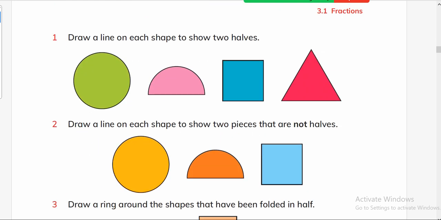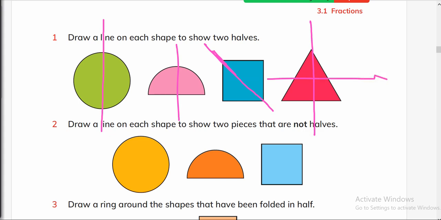Okay, draw a line on each shape to show two halves. Now here we will make this line, this line. See, we cannot cut this from here. So we will cut it from here because we have to show two halves. The square we can cut this way. It should touch this corner. And the triangle we can cut this way. We cannot cut the triangle this way. This is the wrong line.